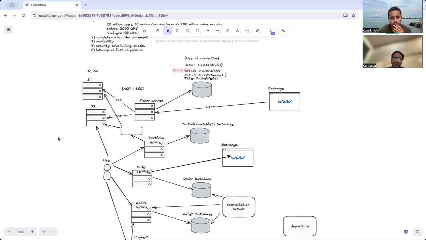Actually, for intraday traders, I think it will matter because they have to take this decision immediately, which is why I feel it matters.